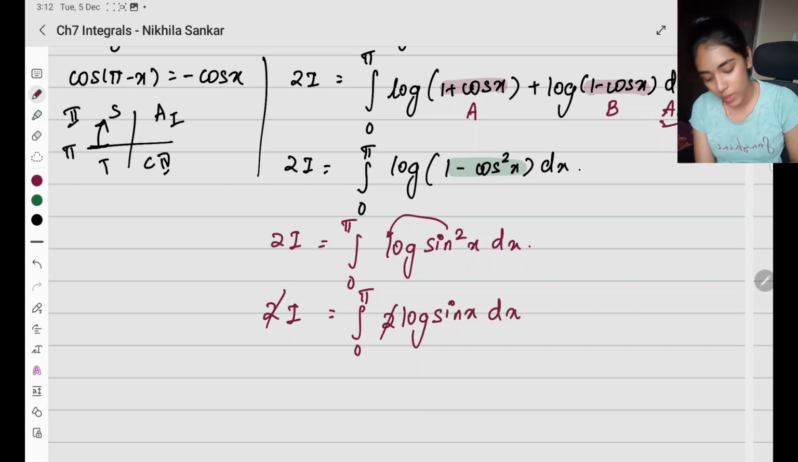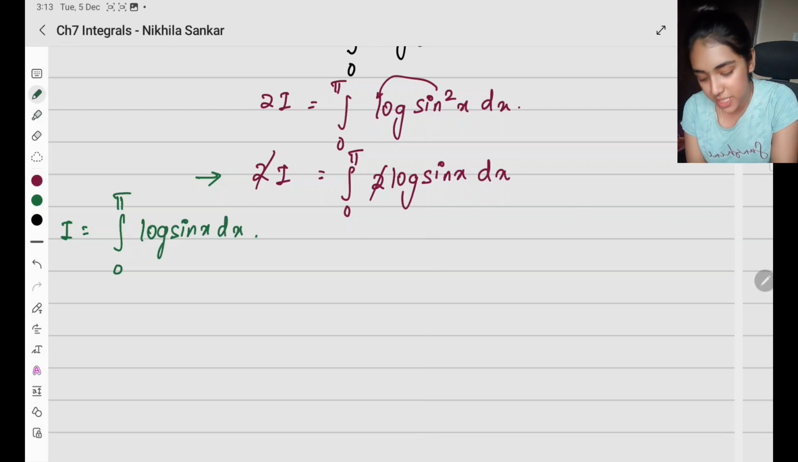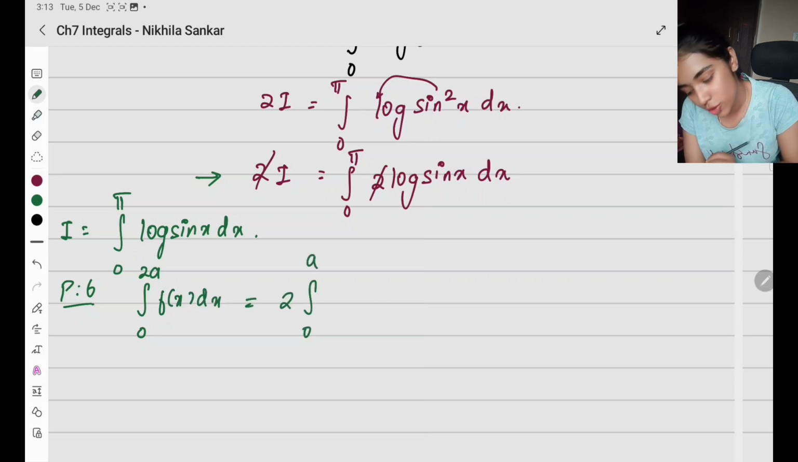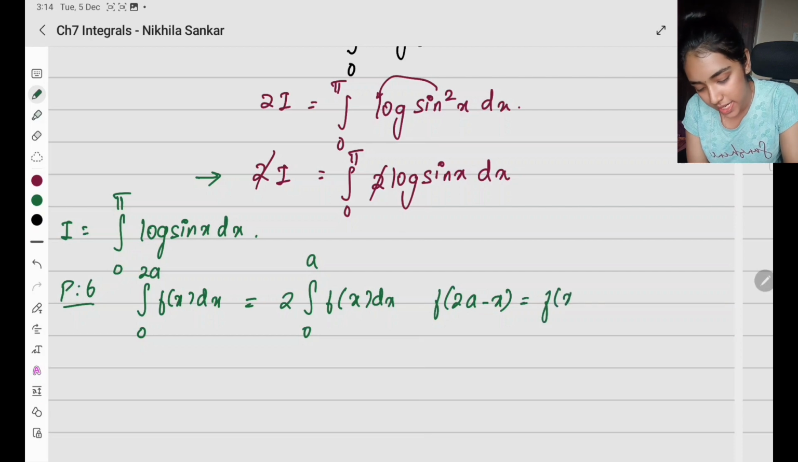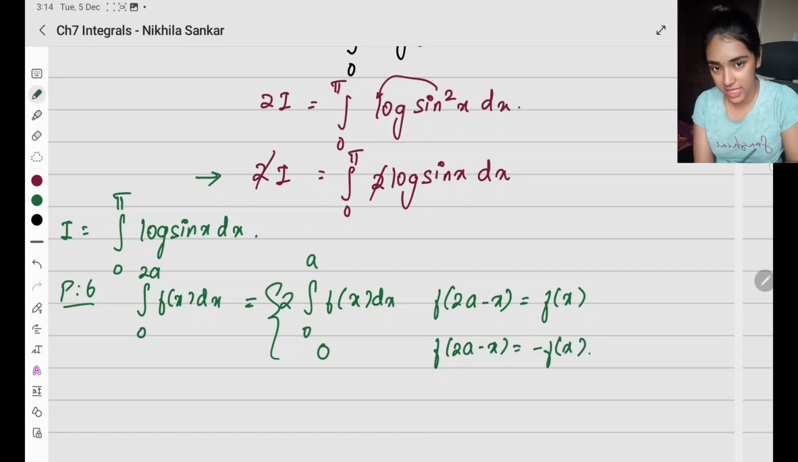I can cancel the 2 and the 2. Now my I has become log of sin x. So my question has now become I equals integral 0 to pi log sin x times dx. Basically I have changed the question. Now I am going to use property number 6, where it says integral 0 to 2a of f of x dx can be 2 times integral 0 to a of f of x dx if f of 2a minus x equals f of x. So this is one condition, and it is 0 if f of 2a minus x is going to be minus f of x. There are two conditions.